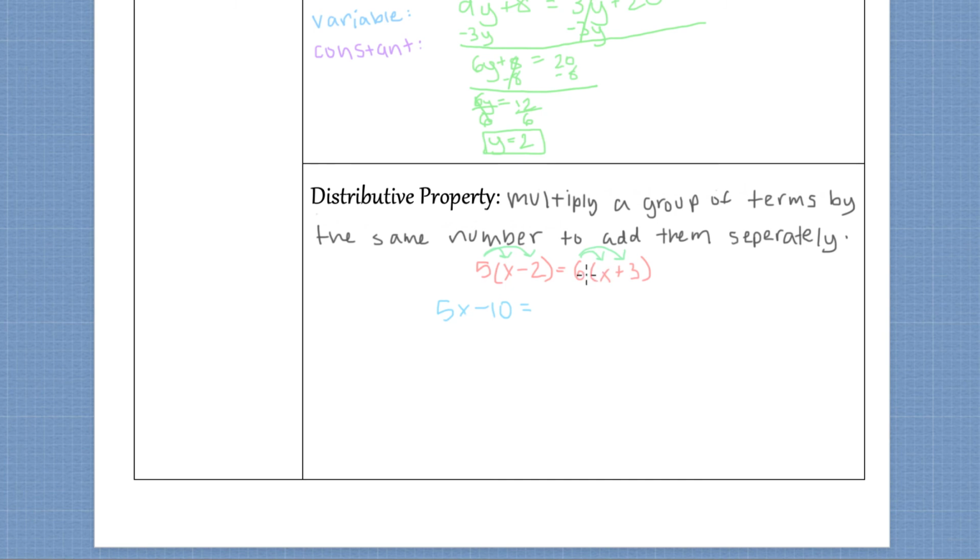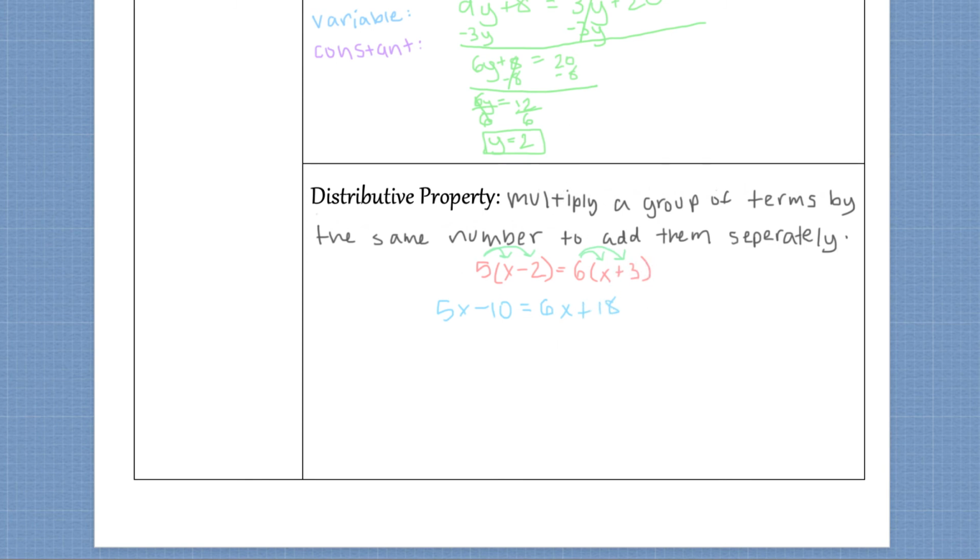We're going to multiply 6 by x, which gives us 6x. And then we're going to multiply 6 by 3. So 6 times 3 is 18, so we're going to write plus 18. So we successfully distributed both sides of this equation. And now we can go on and combine like terms and use inverse operations to actually solve this equation.